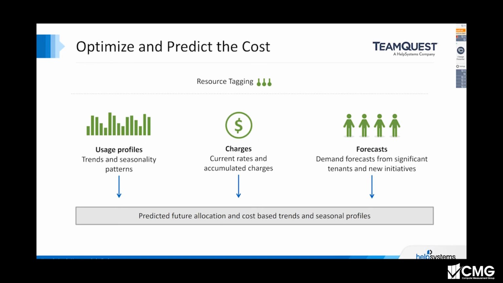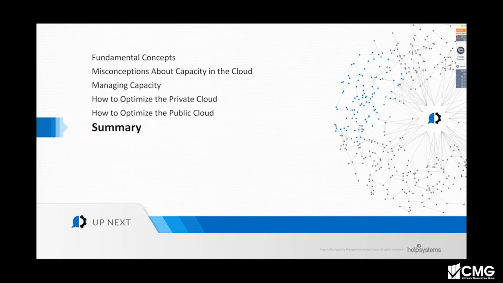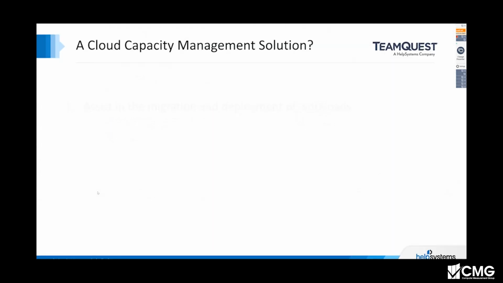So this is sort of the general approach to how you optimize and predict the cost in the public cloud. So a quick summary before we go into Q&A. So what do you need in a cloud capacity management solution?